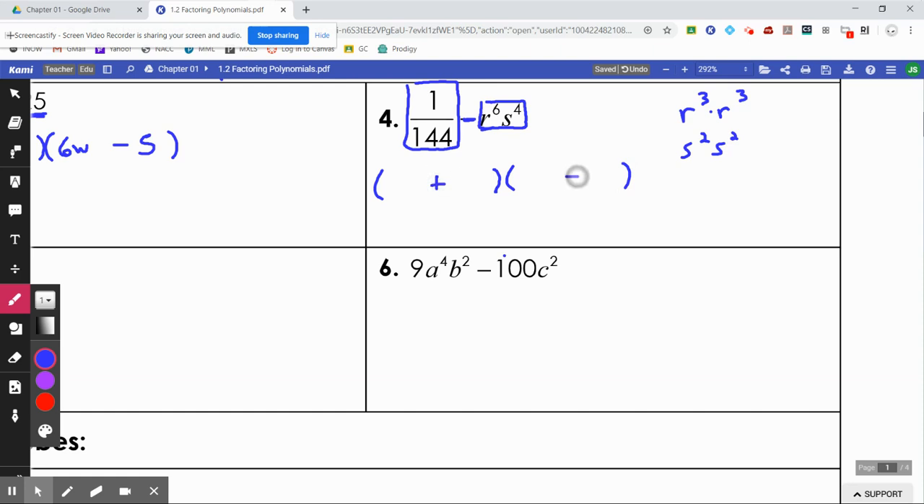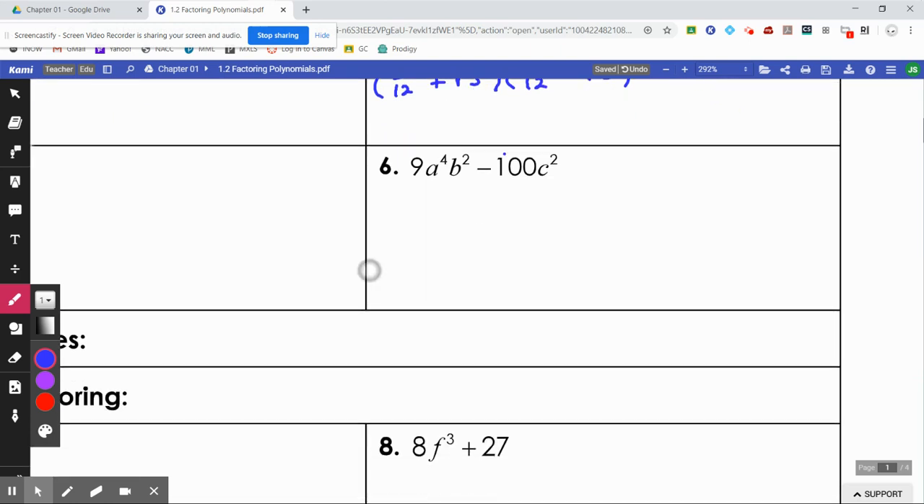Conjugates, so plus and minus. 1/12 times itself gives you 1 over 144. And R to the 3rd S squared times R to the 3rd S squared gives you this term. Number 5.